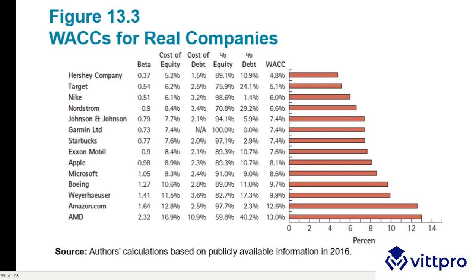So their weighted average cost of capital is lower compared to other companies that are more related to the general economic conditions, such as Apple, Starbucks, ExxonMobil, and Microsoft. Boeing's beta is even higher than the market, meaning if the market drops, they drop even further, and if the market increases, they increase more than the market. Similarly for Amazon and AMD, their betas are higher compared to the market. So these are the real companies.